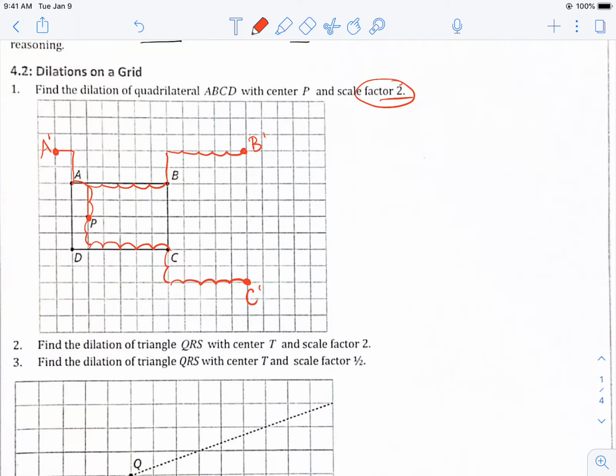Now let's look at D. We went down 2 and over 1. Let's do that again. 1, 2, and over 1. This is going to be our D prime.